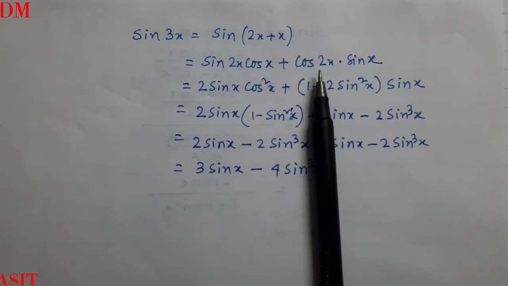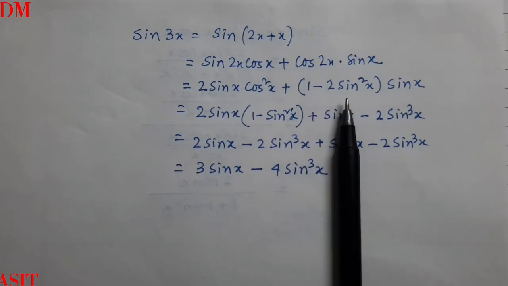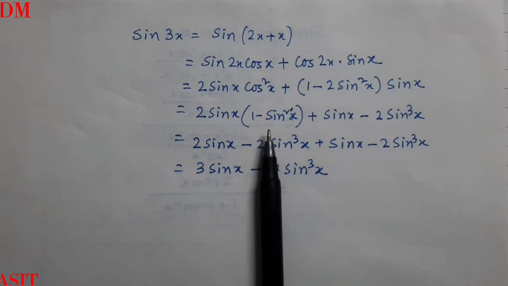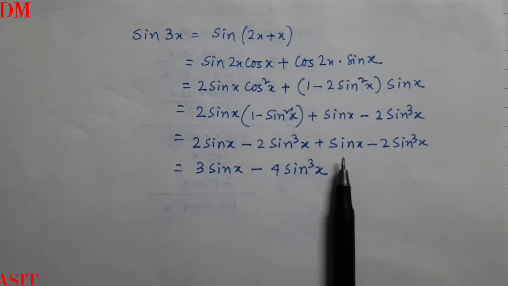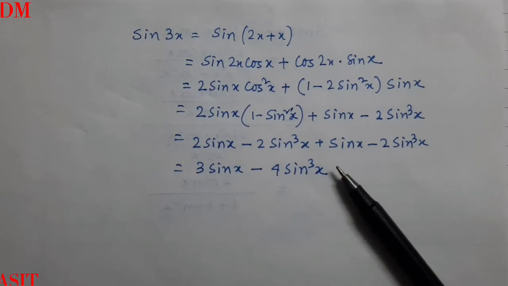And in the second term we can write cos 2x in terms of sin x, which is 1 minus 2 sin square x. Now we can replace cos square x by 1 minus sin square x to make every term in terms of sin x. Hence after simplifying this we get 2 sin x minus 2 sin cube x plus sin x minus 2 sin cube x, and hence the result.